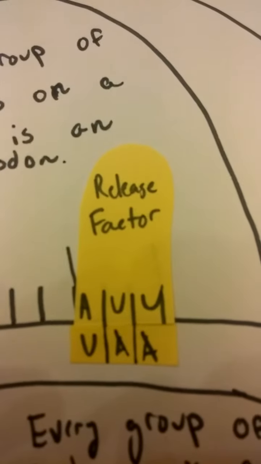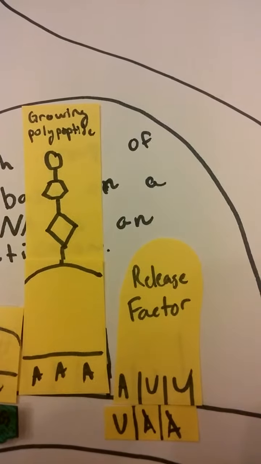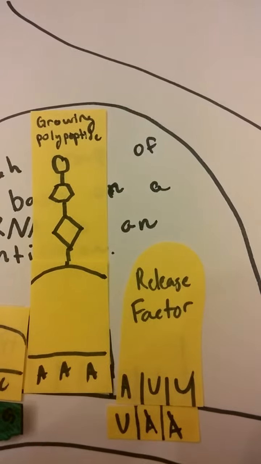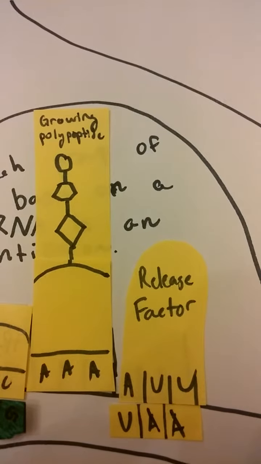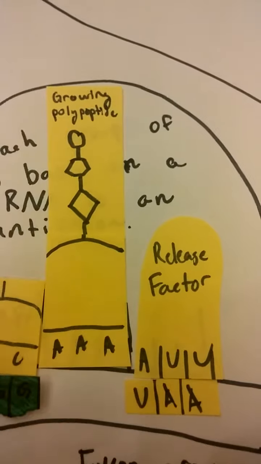The release factor hydrolyzes the bond between the tRNA and the complete polypeptide, thus allowing the fully grown polypeptide to be released through the exit tunnel.